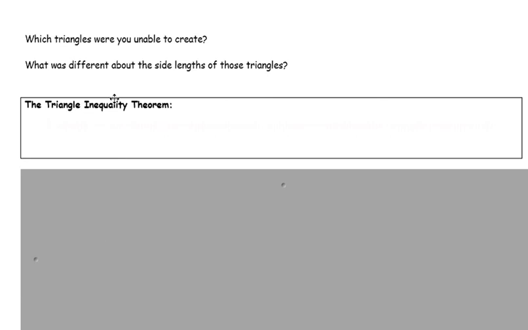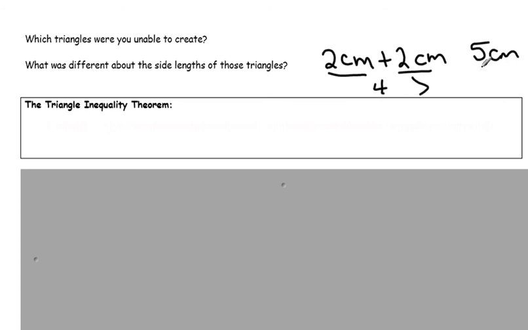Okay, so based on your spaghetti activity, the triangle inequality theorem basically says that the sum, or the addition, of the two smallest legs or two smallest sides has to be greater than the third side. So if I had a side length of 2 centimeters, another side length of 2 centimeters, and then a side length of 5 centimeters, the sum of the two smallest sides, so 2 plus 2 is 4, has to be greater than the third side, 5. Well, 4 is not greater than 5, so this would not make a triangle.